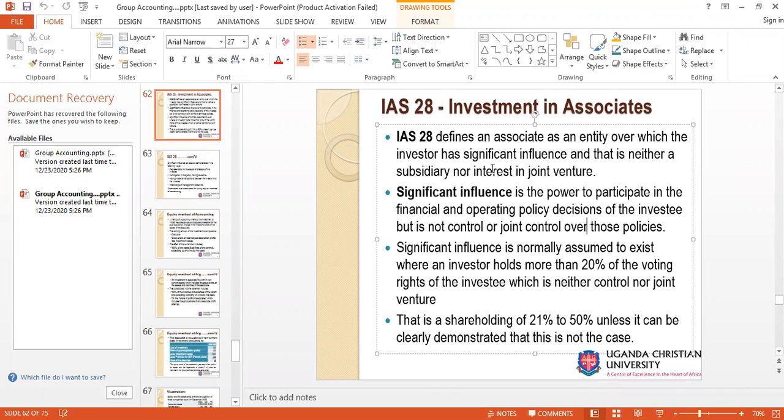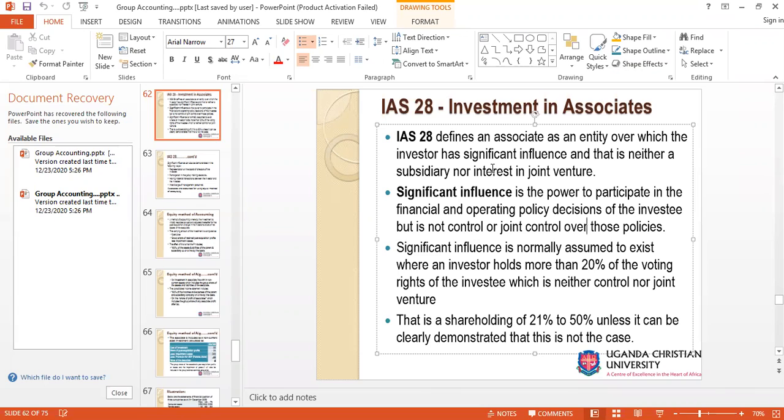Good afternoon, everyone. Today we are going to look at IAS 28, Investment in Associates. This is part of the group accounts. IAS 28 defines an associate as an entity over which the investor has significant influence, that is neither a subsidiary nor an interest in a joint venture.